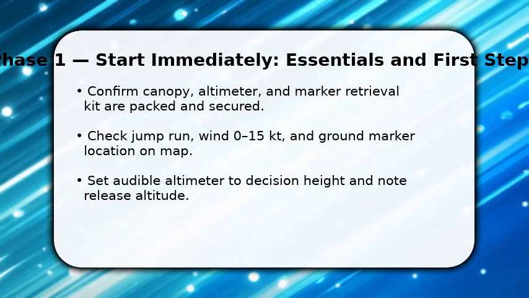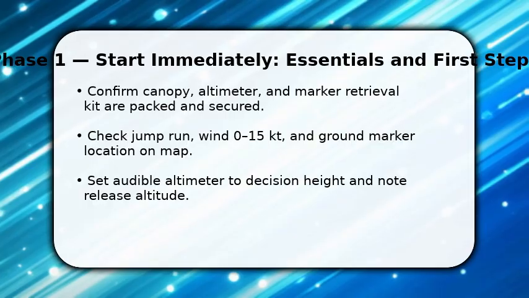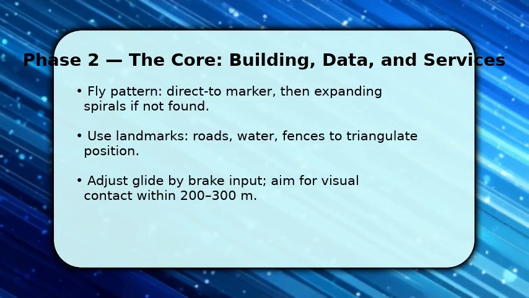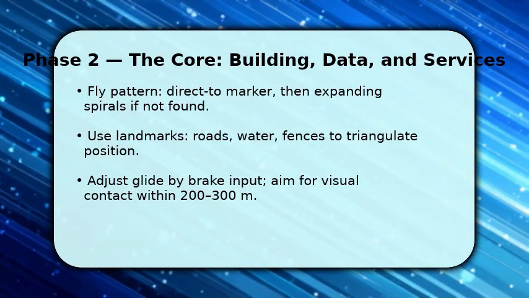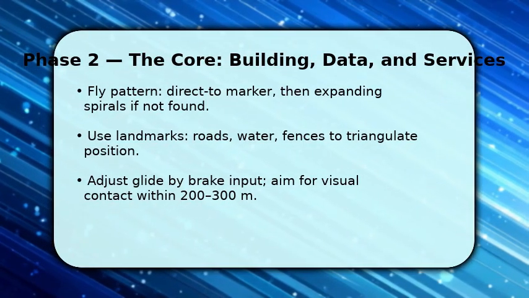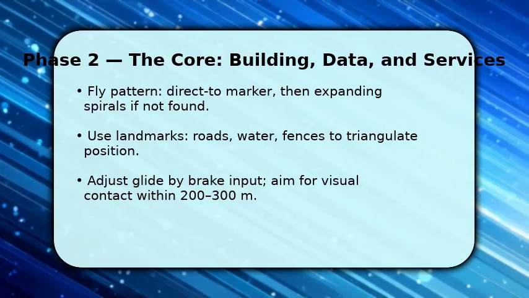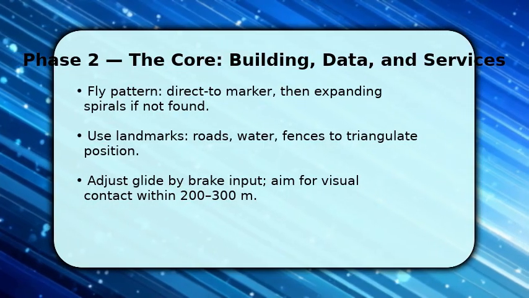You now navigate under canopy. Fly direct to the expected marker point. If it's not visible, switch to expanding spiral sweeps while maintaining safe altitude. Use recognizable landmarks, straight roads, rivers, and field edges to triangulate your position and correlate with your map.